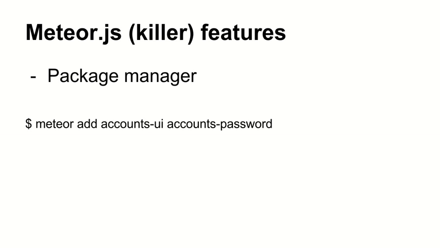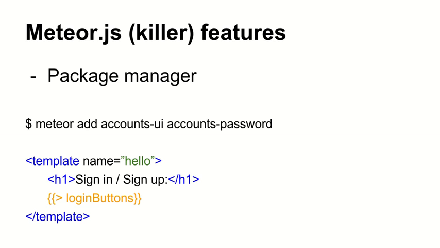Meteor has its own package system. Packages are isomorphic. It means they can contain server-side and client-side code, even templates. We can add the accounts UI and accounts password packages. And then we can include the login buttons template provided by the Accounts UI package in our application. Our application now has a fully functional login and registration form.